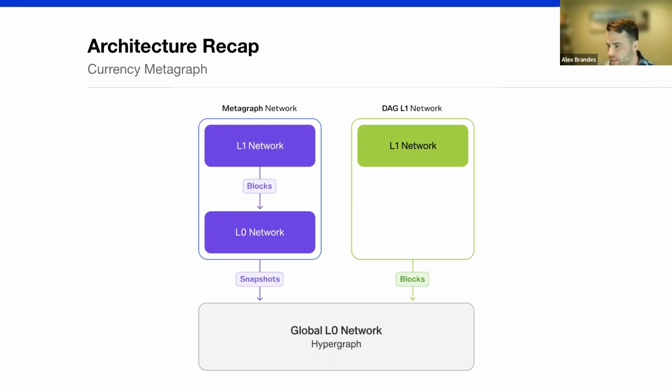So you can see the architecture is very similar. We're adding one additional layer of creating these metagraph snapshots, but otherwise it's a very similar architecture. And you're going to get a lot of the same benefits with a metagraph token that you would with DAG because of that architecture.